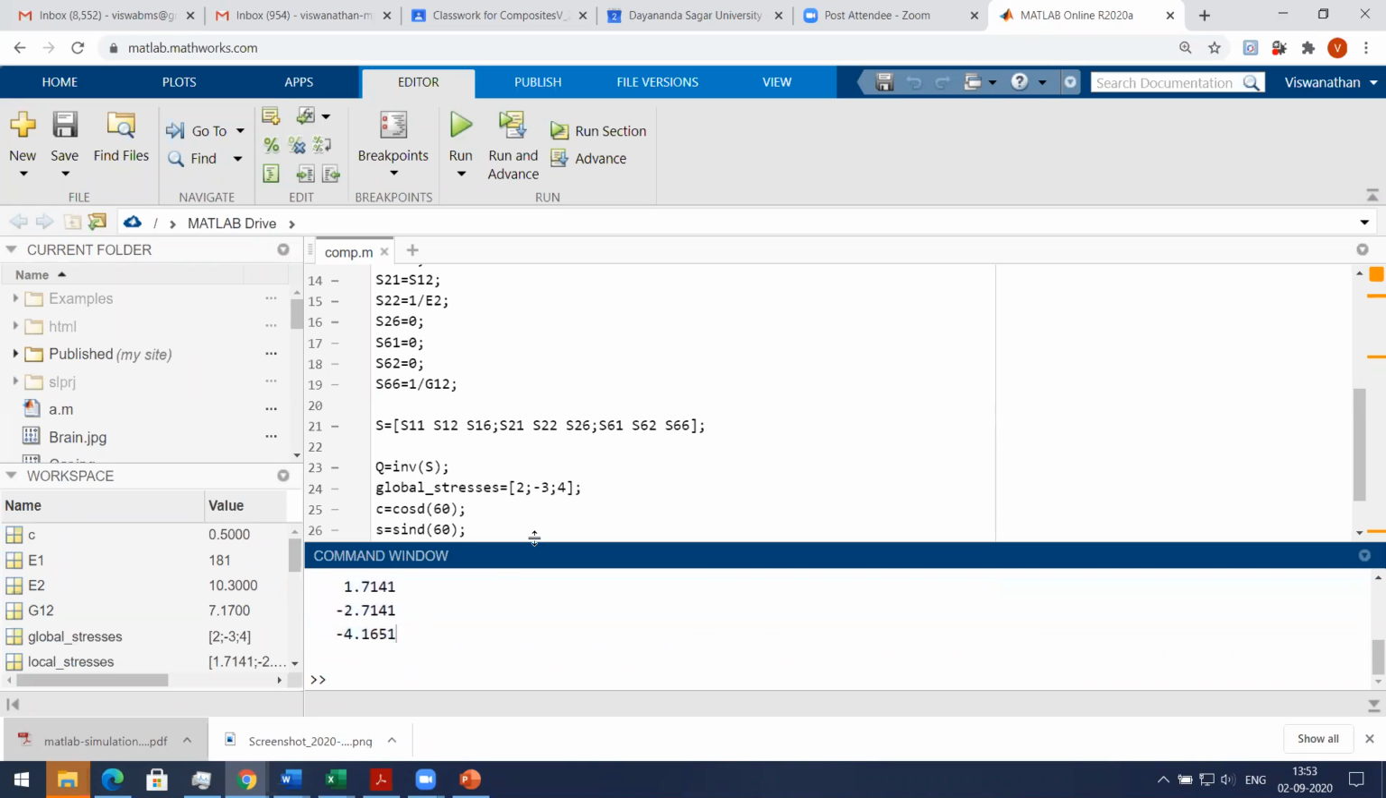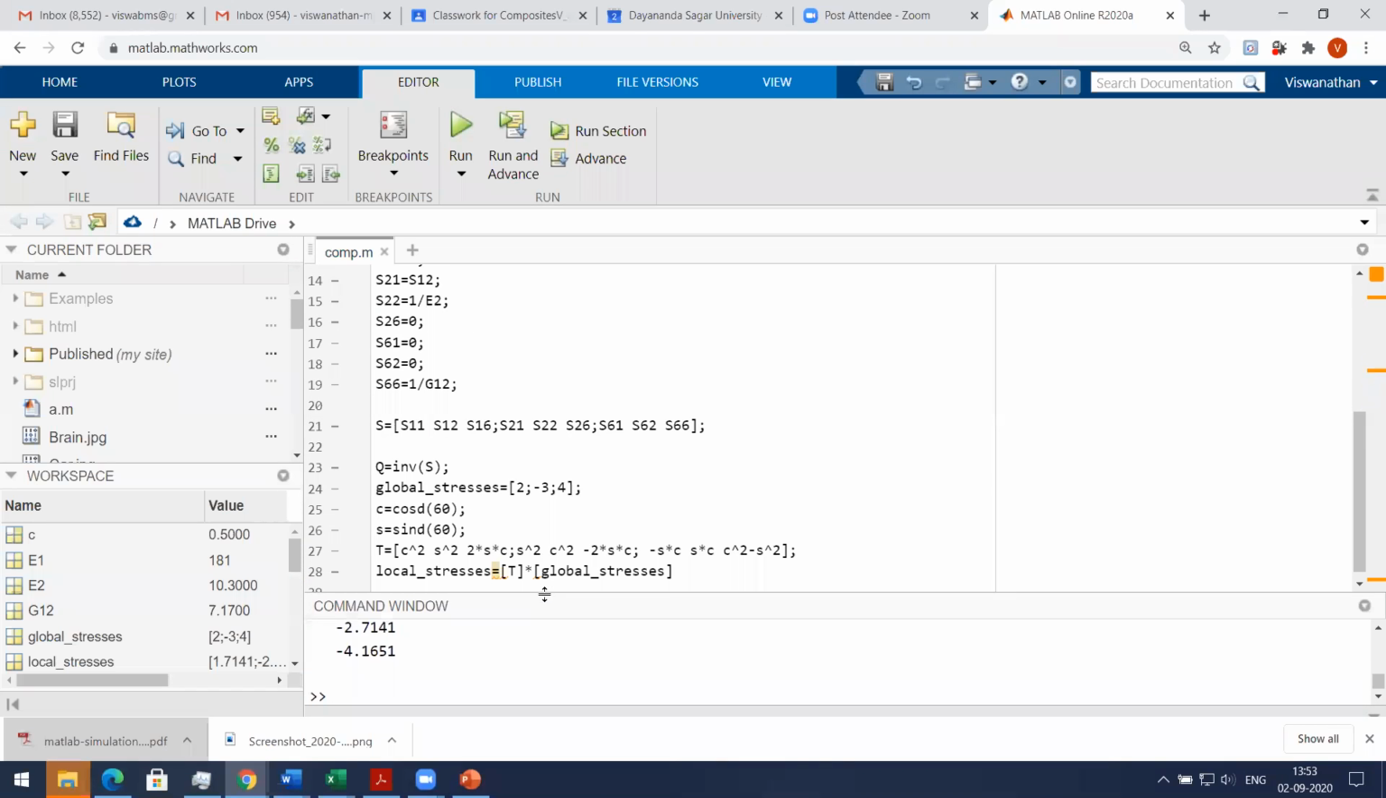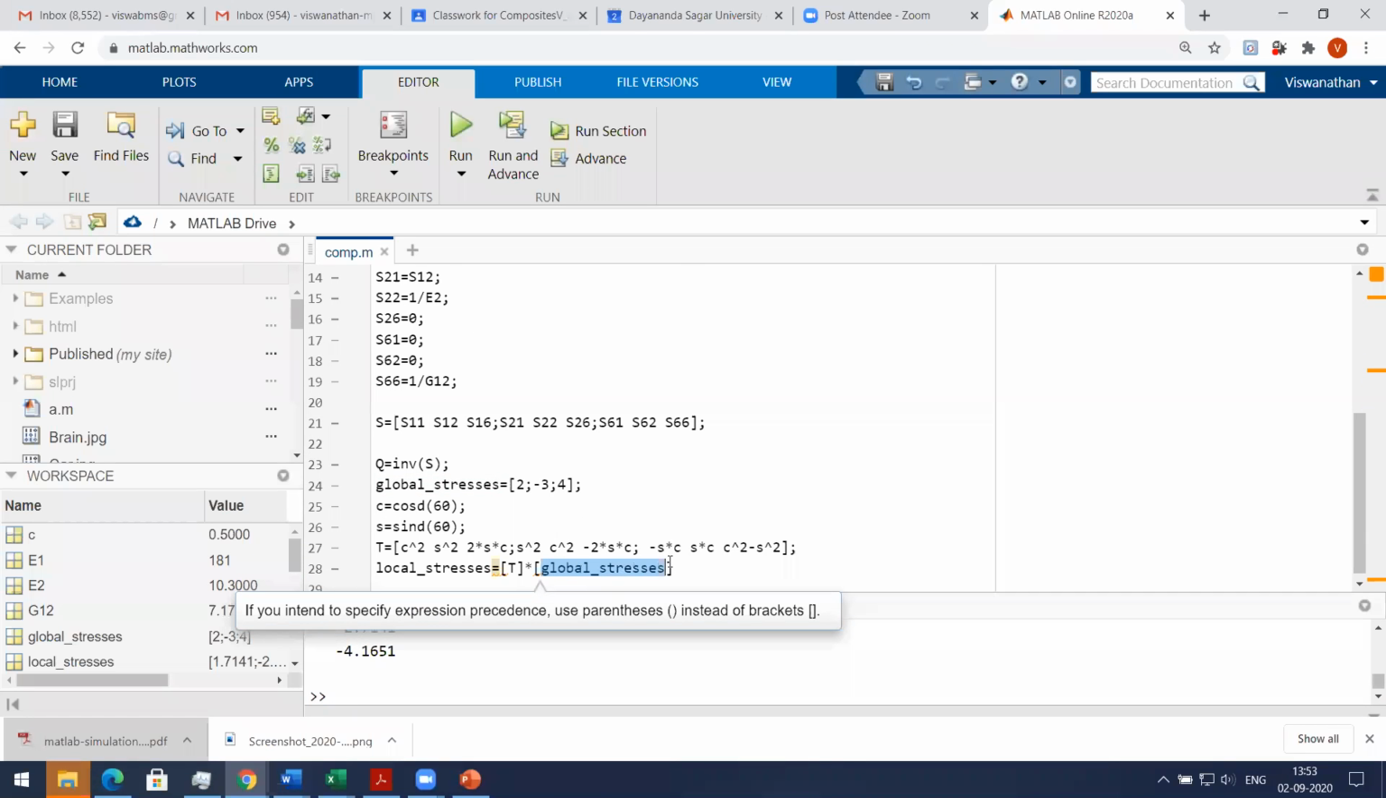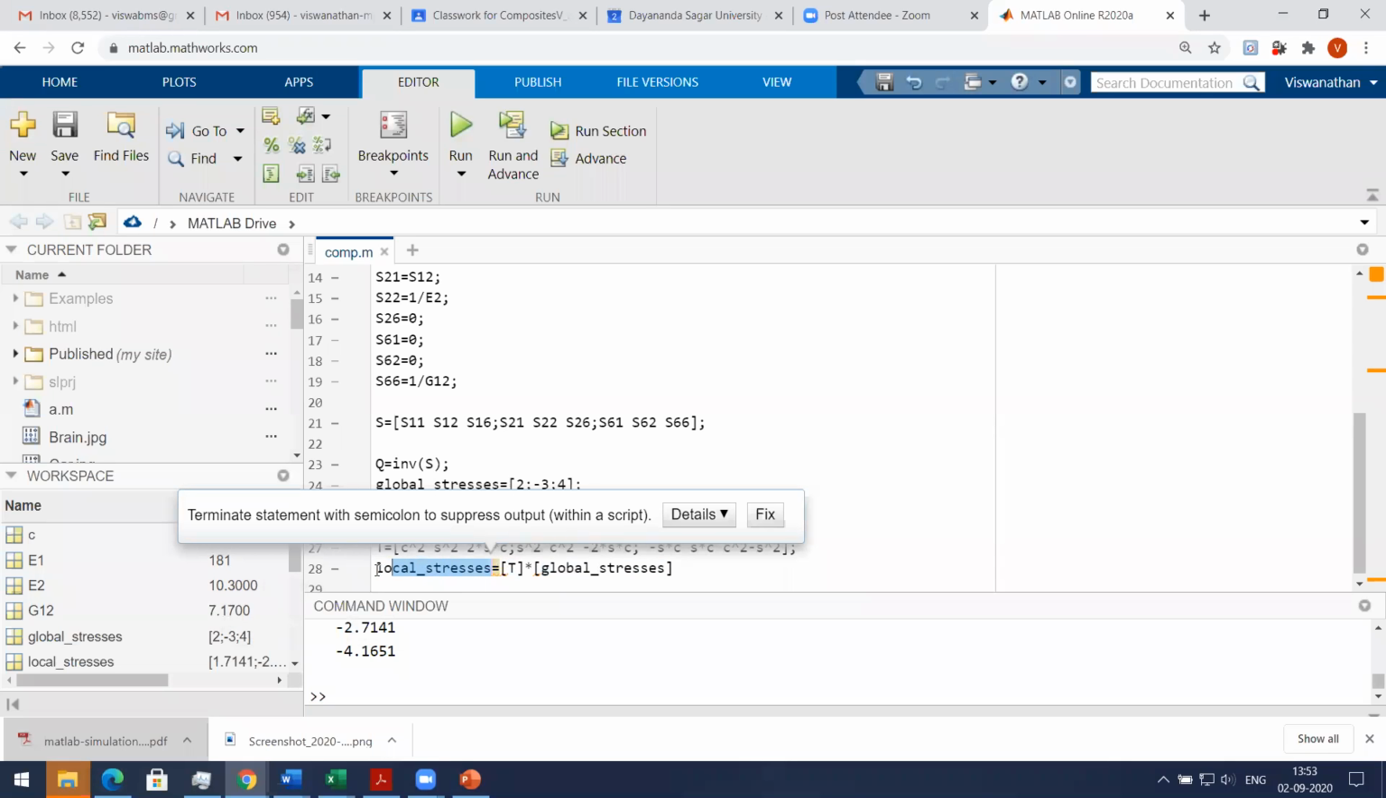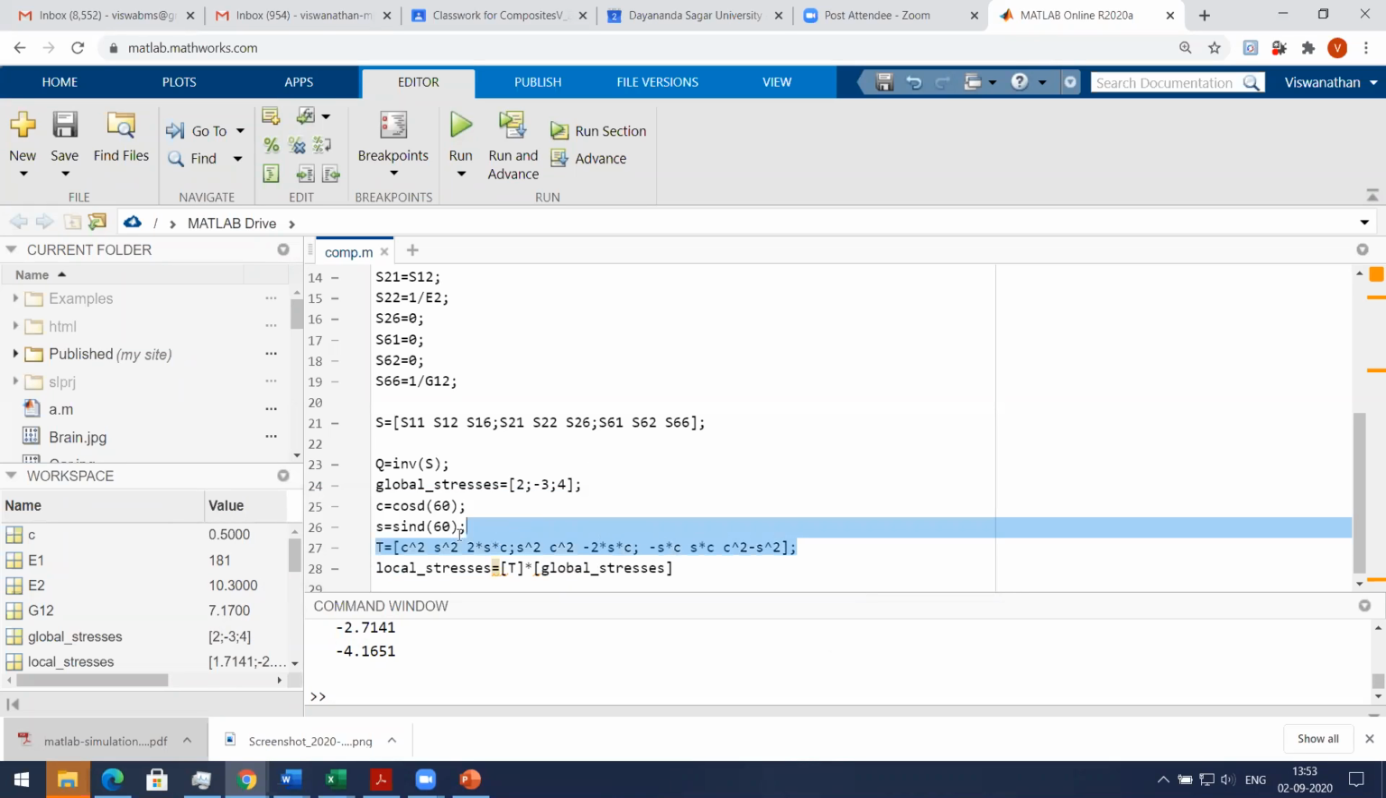So what we have found out is, given the global stresses, you have defined the transformation matrix and found out the local stresses. Okay, so this is the transformation matrix. This is the first row, this is the second row, and this is the third row.